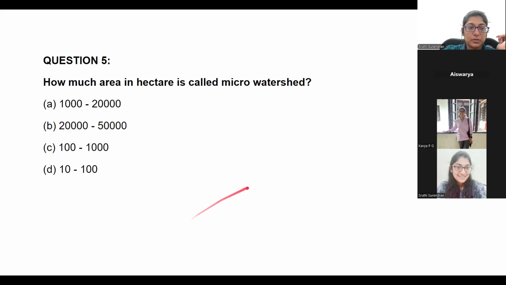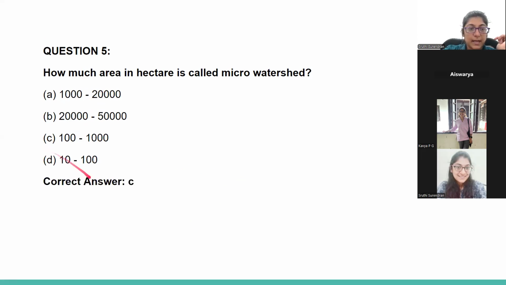Okay. So the correct answer is option C. 10 to 100 will be mini watershed, 100 to 1,000 micro, 1,000 to 10,000 milli, 10,000 to 50,000 sub, and 50,000 to 2 lakh is watershed.